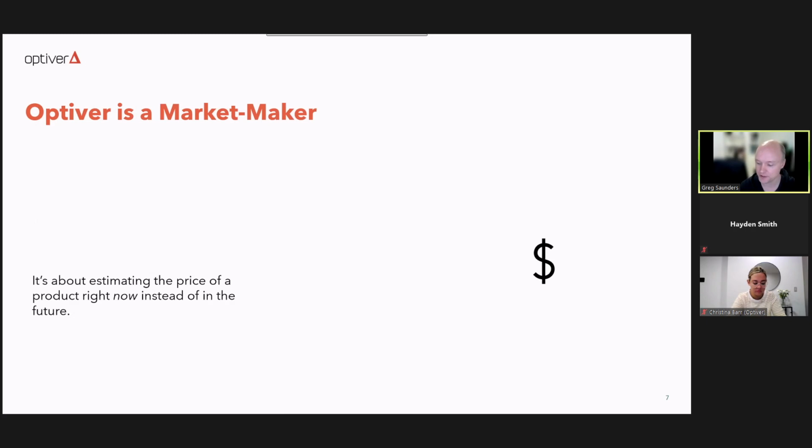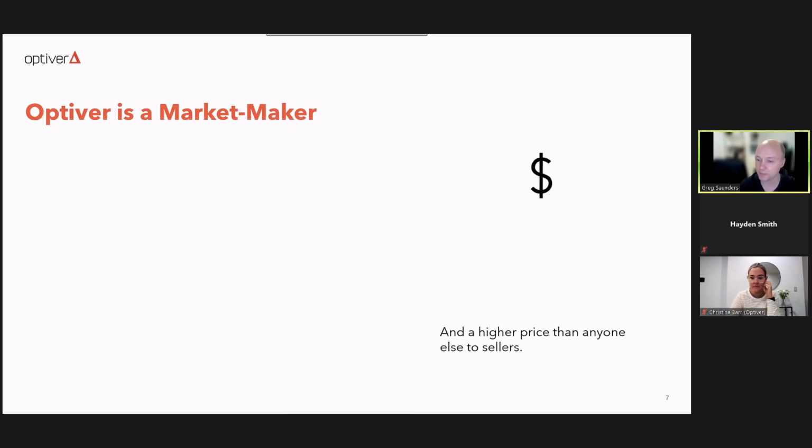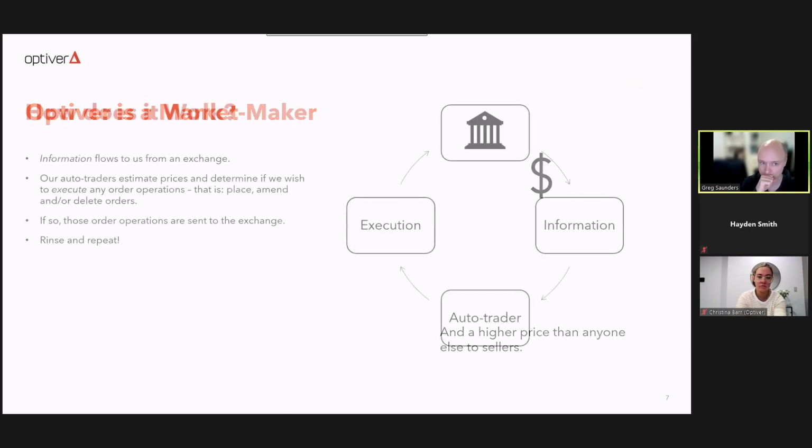And then using that information, we want to offer a lower price than anyone else is offering to buyers. And we want to offer a higher price than anyone else is offering to sellers. And by doing that, we make the market more liquid and we provide better prices into the market, which makes it easier and less costly for market participants to trade.